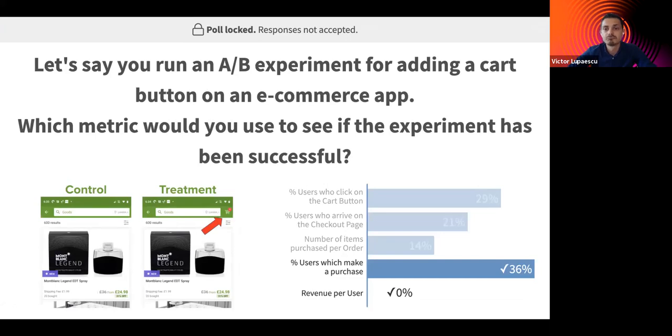Oh, okay. Nice. So there are two correct answers: percent of users which make a purchase and revenue per user. I can't use users who click on the cart button because I cannot have anything to compare with, because initially I don't have a cart button. Arriving on the checkout page is not really my scope there, and neither is the number of items purchased per order.